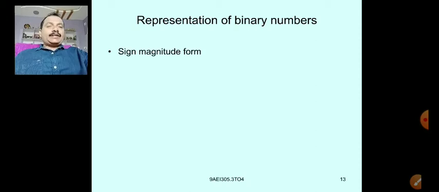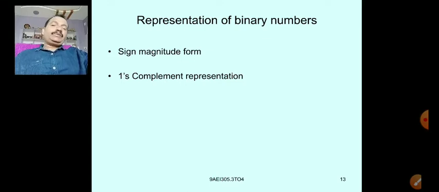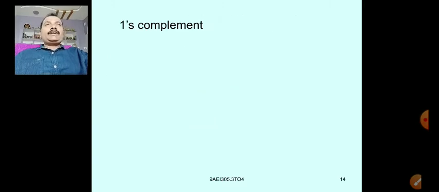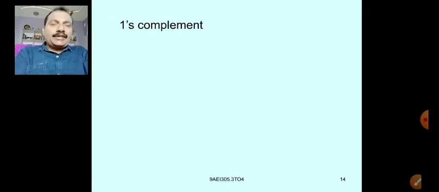Next, representation of binary numbers. Sign magnitude form, the ones complement representation, and twos complement representation. These are the representations for signed numbers. Always the signed numbers, whether negative numbers or positive numbers, will be represented in two forms, that is ones complement and twos complement.